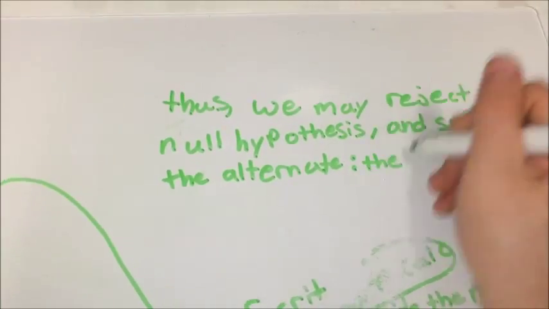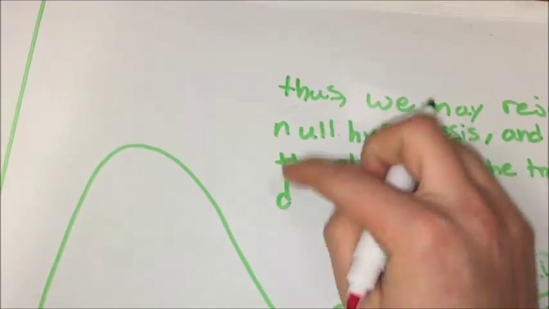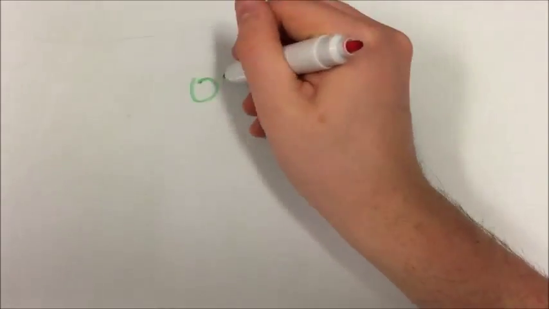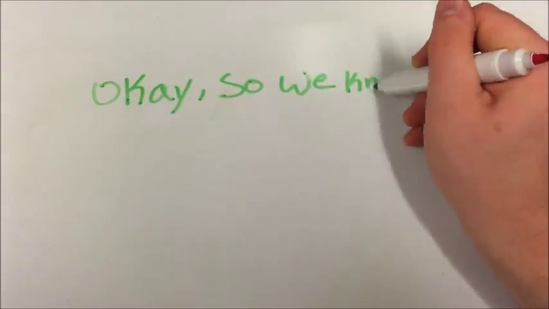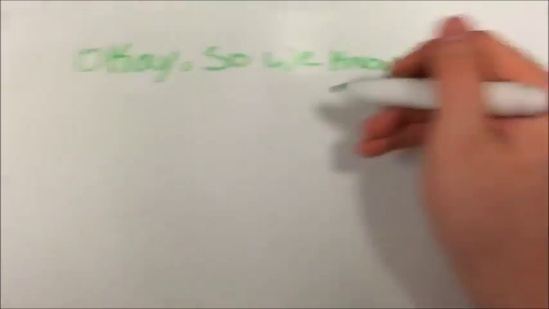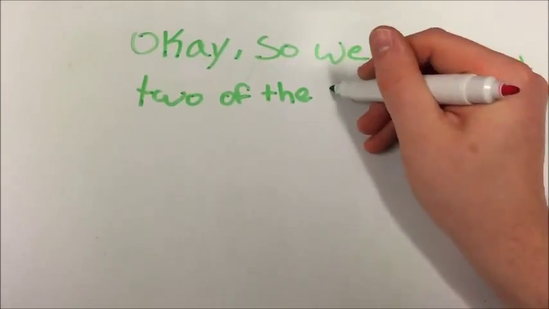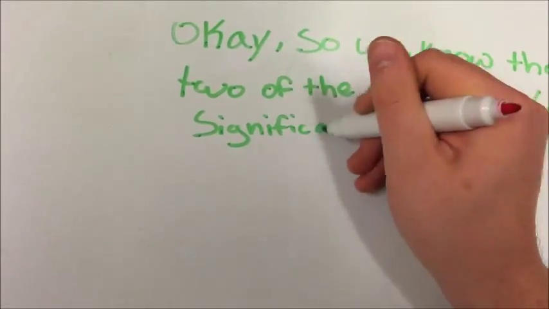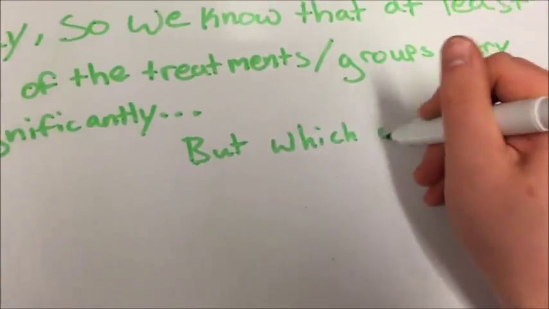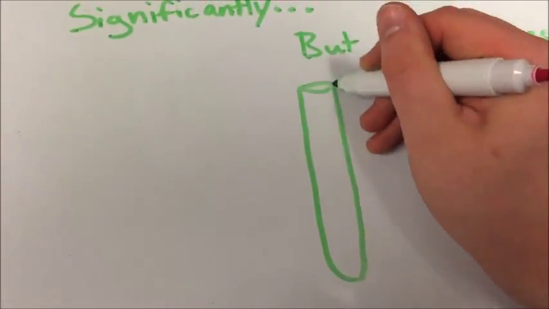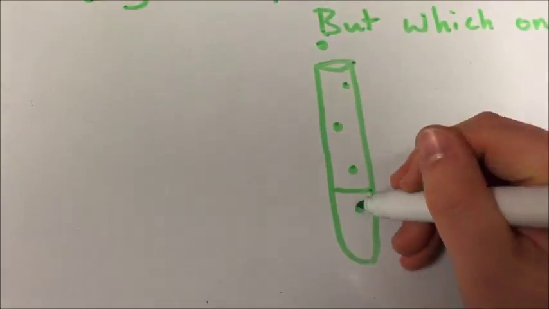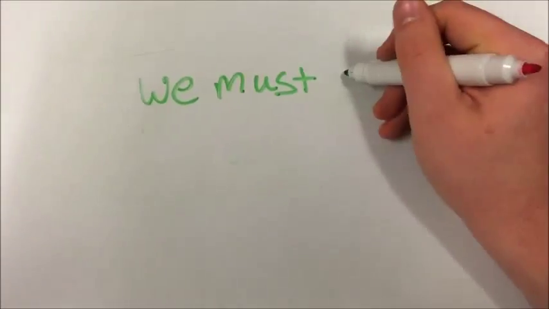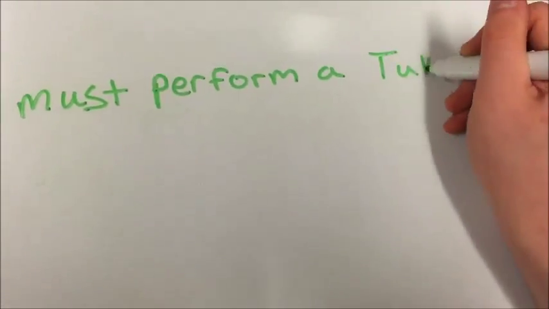However, the researcher is still left with a problem. We only know that at least 2 of these groups vary significantly, but which ones? In order to determine this, we will use a Tukey test.